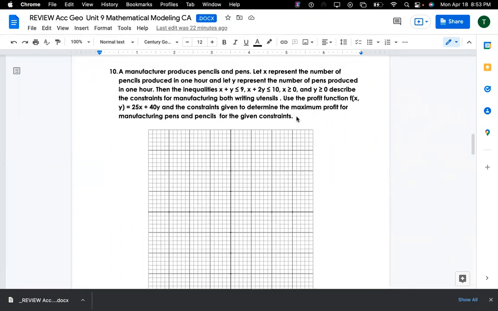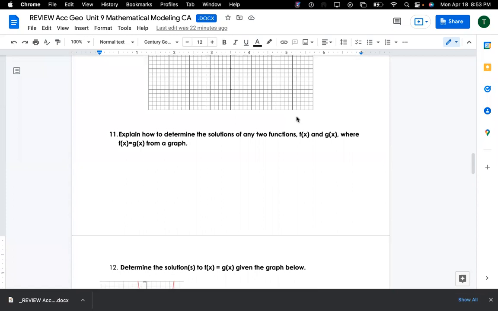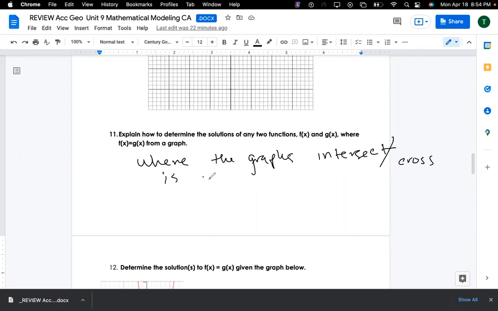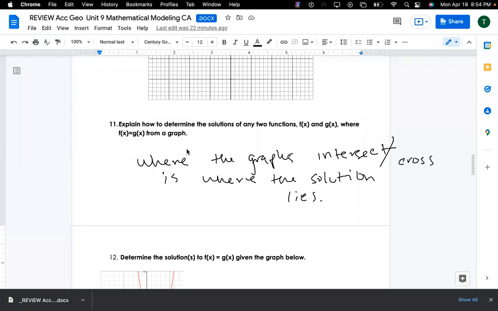Okay. All right, number 11, a lot of people struggle with this one, but explain how to determine the solutions of any two functions where f of x equals g of x from a graph. And this is literally asking you for this statement: where the graphs intersect, or you can use the word cross, is where the solution lies. Okay. You need to know that answer.